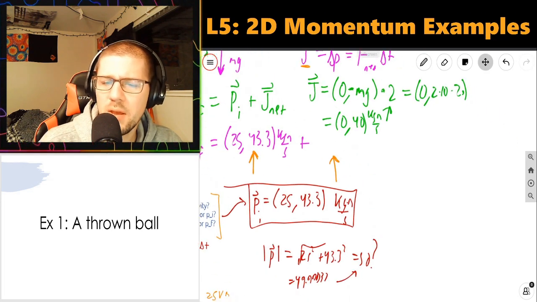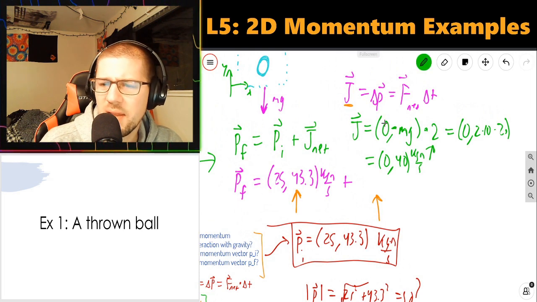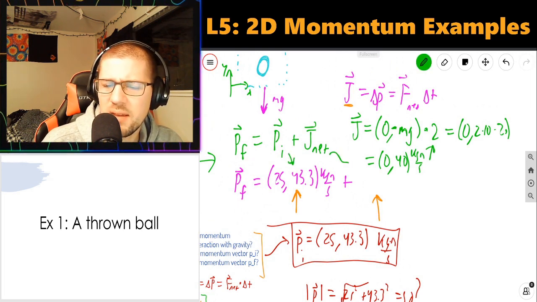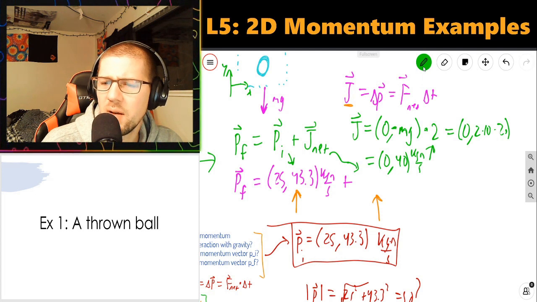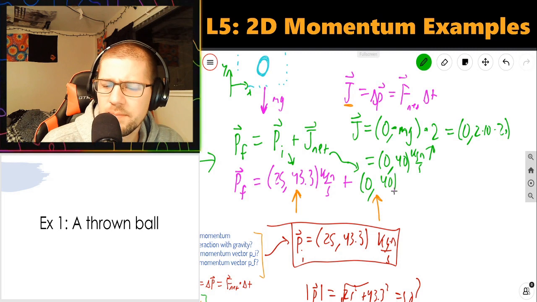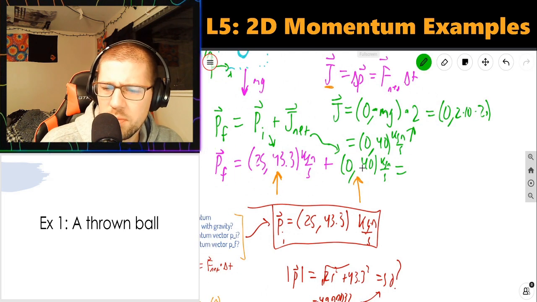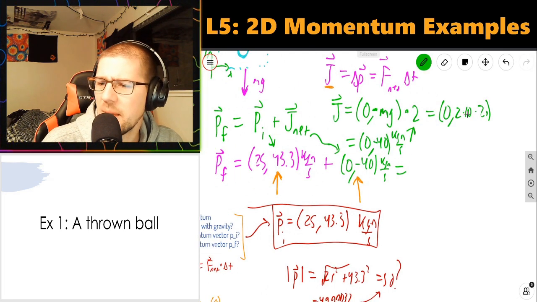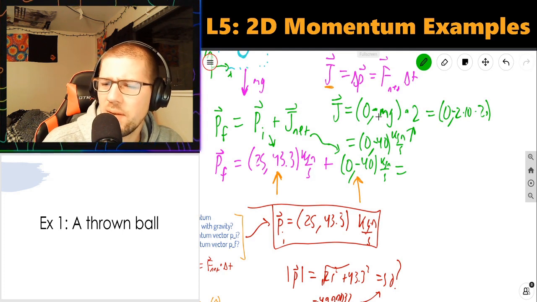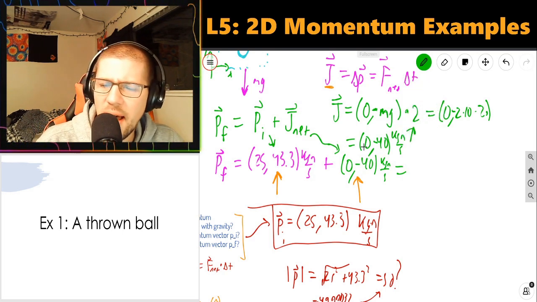All right, sweet. So now I'm ready. I can finally find my final momentum by adding up the initial momentum to the net impulse. So 0, 40 kilogram meters per second. Sorry about that. Okay, so I made a typo. There should be a negative up here. So it was negative mg times 2, negative 2 times 10 times 2, negative 40. Okay, sign error.